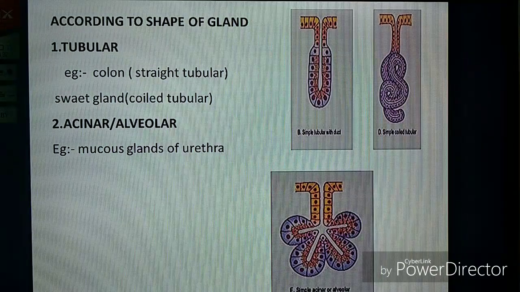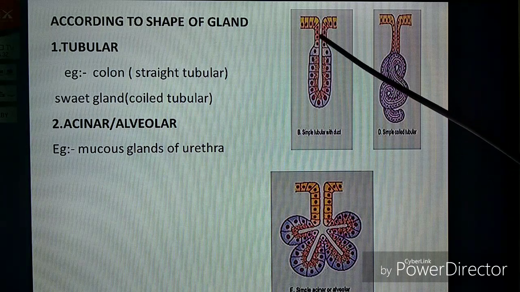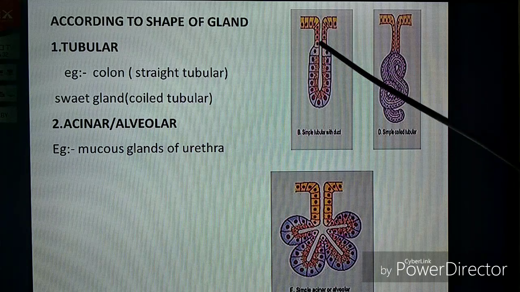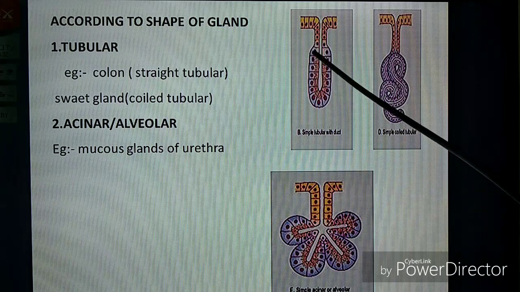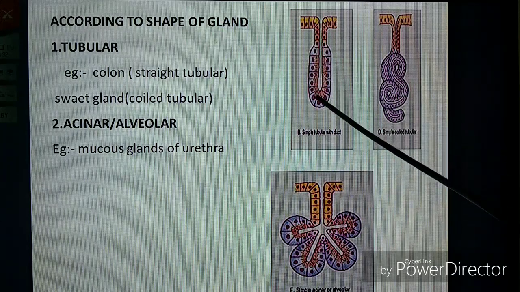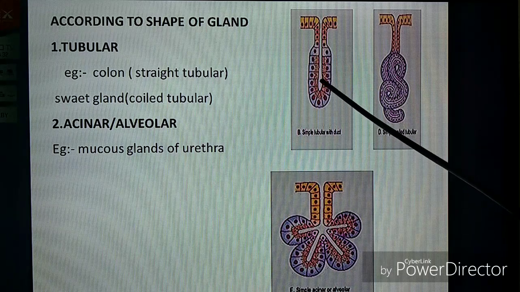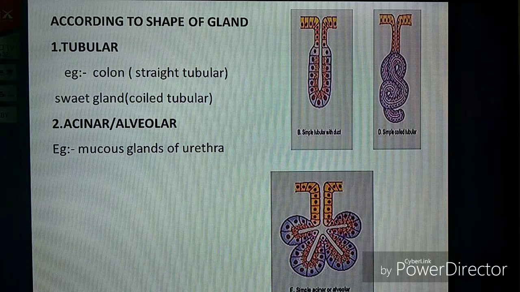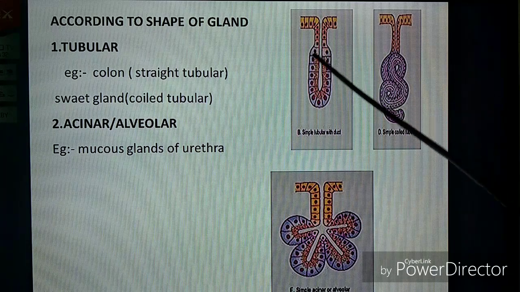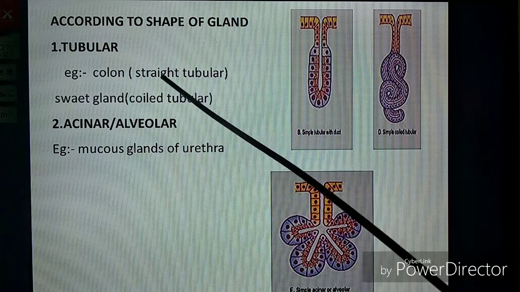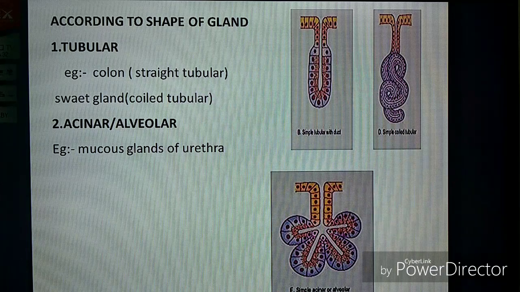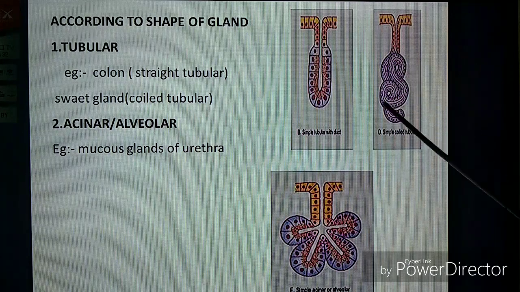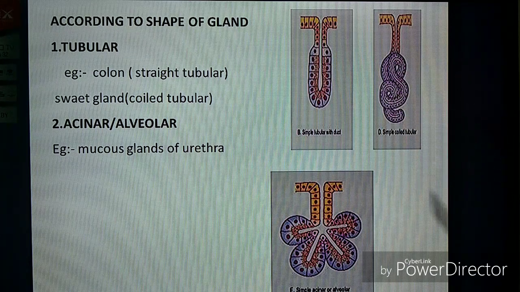Next, according to the shape of the gland or the shape of the secretory portion, we know that a gland consists of an excretory portion, that is the duct, and the secretory portion, that is the glandular tissue. Now, if the secretory portion or the glandular tissue is tubular in appearance, we can consider this gland a tubular gland. Again, we have straight tubular glands. The example is the glands present in the colon, the large intestine. But we also have coiled tubular glands. The example of coiled tubular glands is the sweat glands present in our skin.